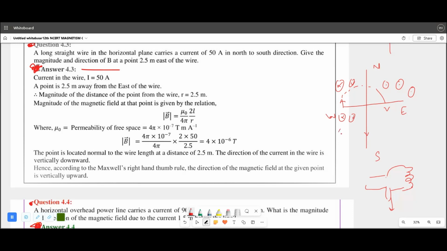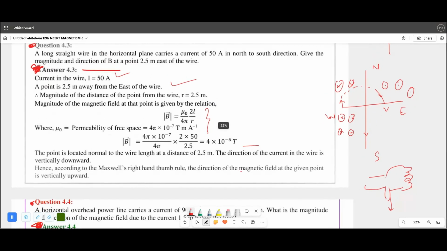So vertically upward, vertically downward, whatever way you want to write it, it is coming out of the page, right? And the value we will find using the same formula. We have I, we have R, we have everything. So B is equal to mu 0 by 4 pi into 2I by R, so we will find the value. Now the next.